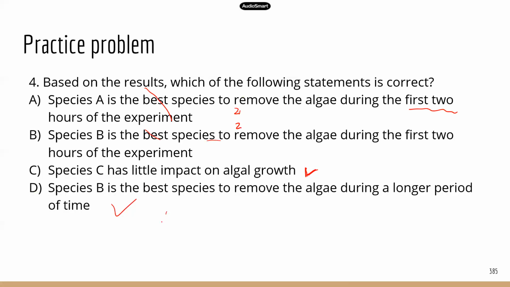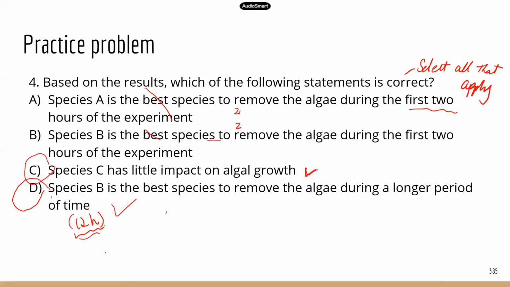Now I should make this select all that apply, because we do have multiple answers. Select all that apply. Species C has little impact, and species B is the best species to remove the algae during a longer period of time. So we're talking about 12 hours. That's all we can infer from this study, right?